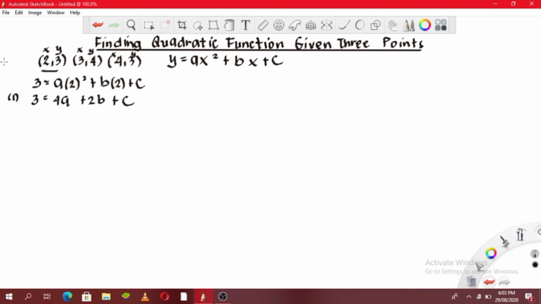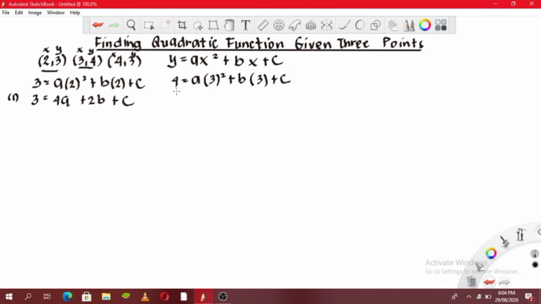Okay po? Next, let's have the second point. The second point is 3, 4. Let's do the same. So, again, substitute natin ang 3 and 4 sa x and y ng function na ito. So, again, we have y. Ang y natin ay 4. So, we will have 4 equals a times x. X is 3. So, a times 3 squared plus b times x. Again, x is 3 plus c.